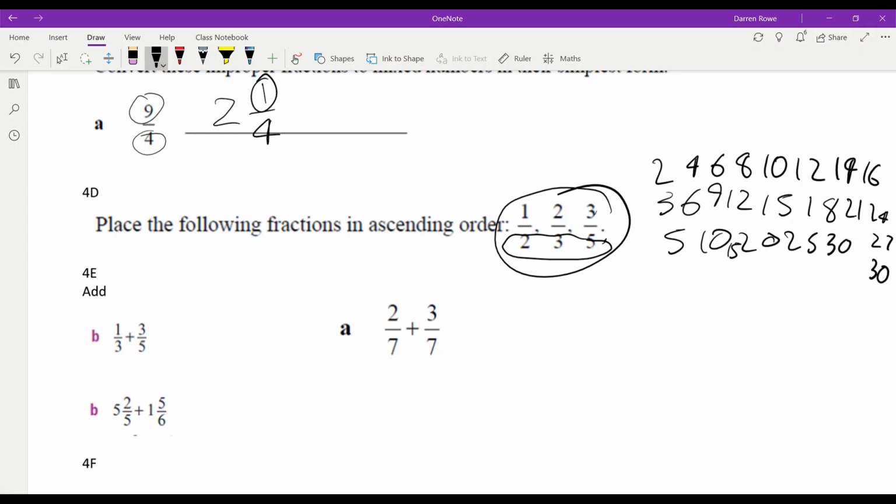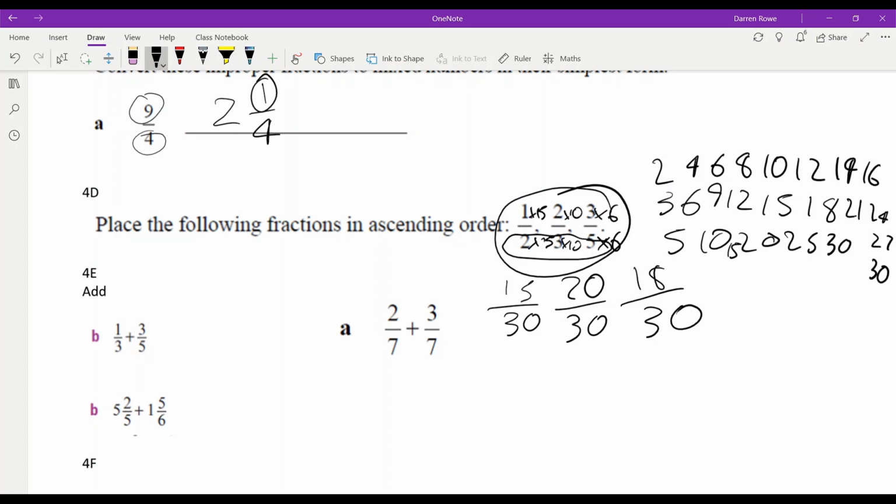It is actually 30. So again, you have to think, what do I need to times the bottom by to get to 30? We already said that, so times 15, you have to times the top by 15. Times 10, times 10, times 6, times 6. So then it comes out as 15 over 30, 20 over 30, and 18 out of 30.